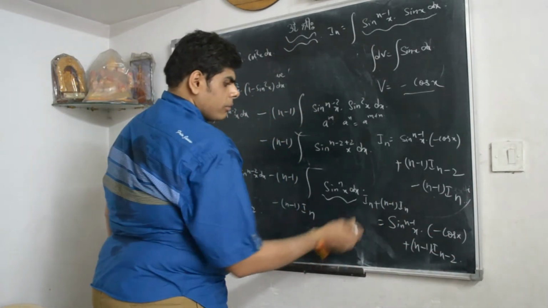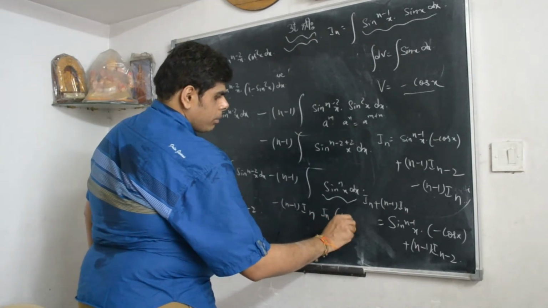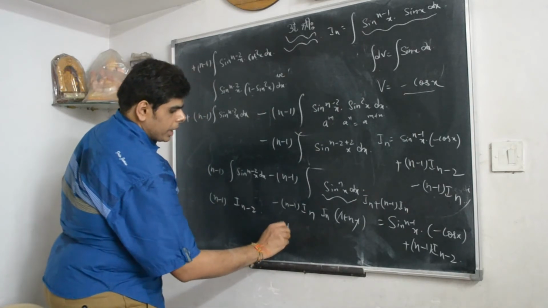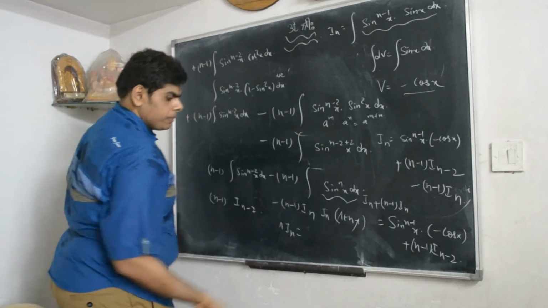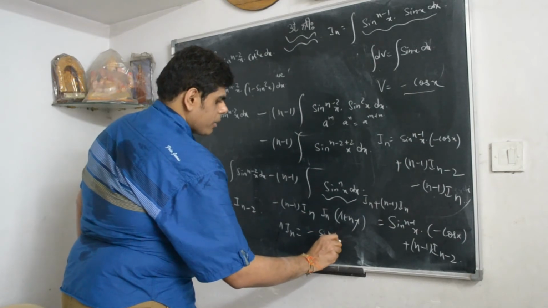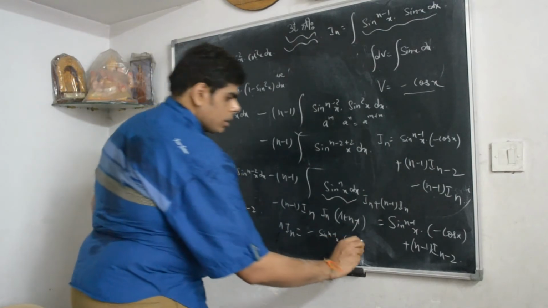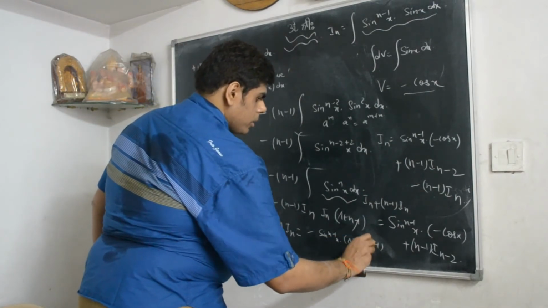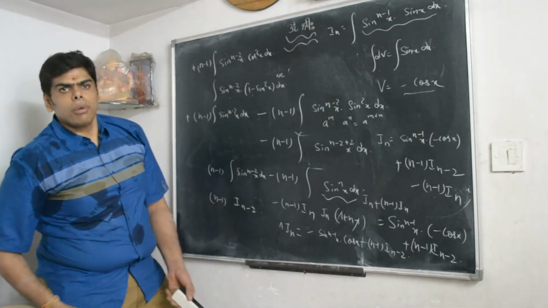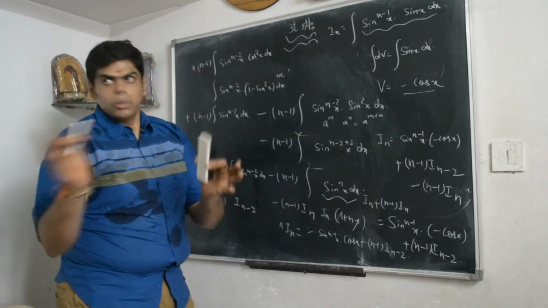When I_n is taken common, it becomes 1 plus n minus 1, which is n. So n I_n is equal to minus sin^(n-1) x into cos x plus n minus 1 into I_(n-2). This is the basic reduction formula for sin^n x dx.